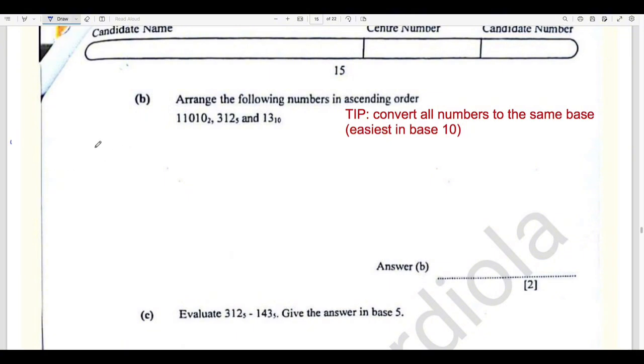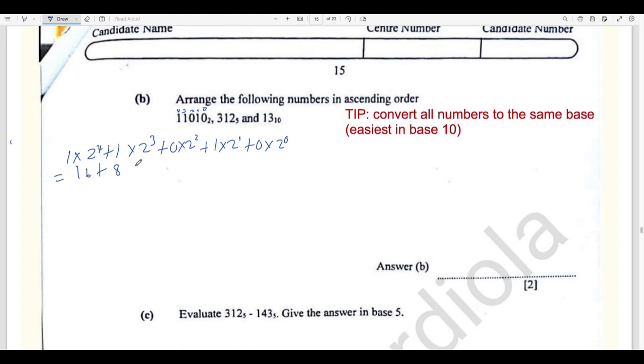1, 1, 0, 1, 0 in base 2 to base 10. The first digit is 2 to the power 0, the next one is 2 to the power 1, then 2 to the power 2, 2 to the power 3, and the other one 2 to the power 4. So we're going to expand it. It will be 1 times 2 to the power 4, plus 1 times 2 to the power 3, plus 0 times 2 to the power 2, plus 1 times 2 to the power 1, plus 0 times 2 to the power 0.